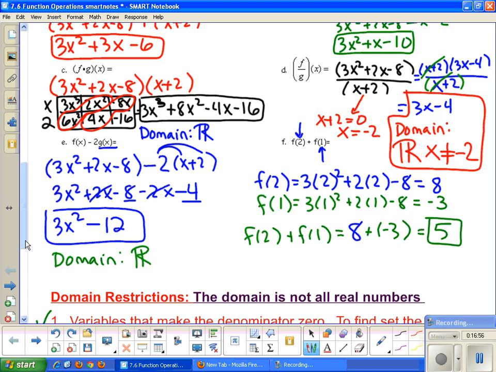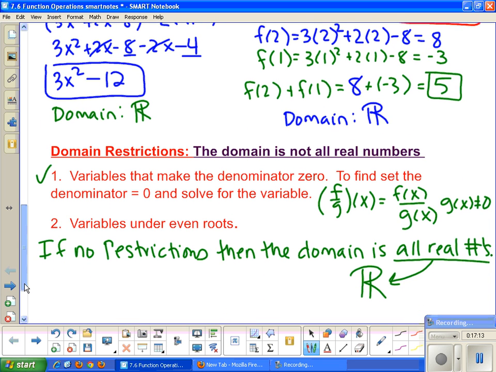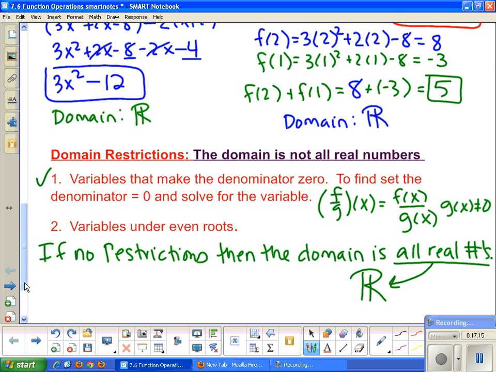Now for this, the domain, I don't have any variables in my denominator, and if I were to graph this, y equals 5 would be a horizontal line. So the domain would be all real numbers. So again, make sure you have that written down. Now let's do the second part.